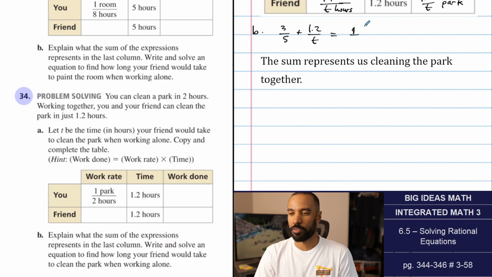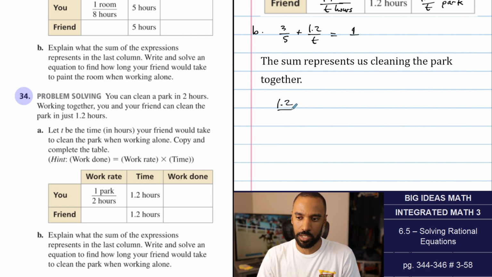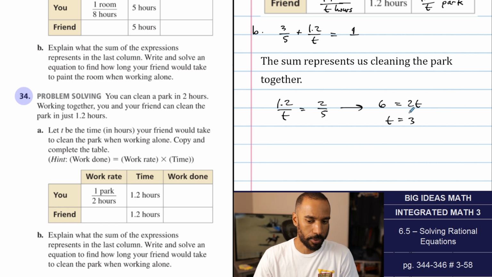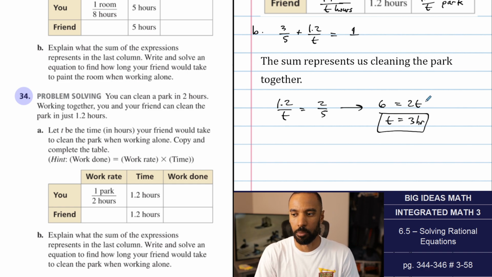So I clean 3/5 of the park. My friend, over that time, if I subtract 3/5, they clean 2/5 of the park. So we got to figure out this over this equals 2/5 in terms of coverage. And I can cross multiply. 5 times 1.2 is 6, and we get 2t, and we divide by 2, we get t equals 3. So it would take 3 hours total for my friend.